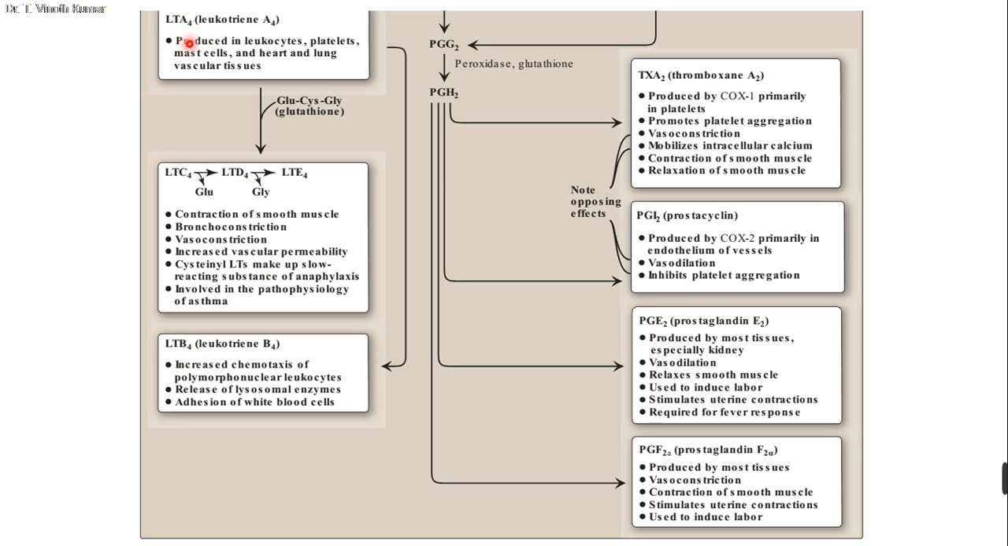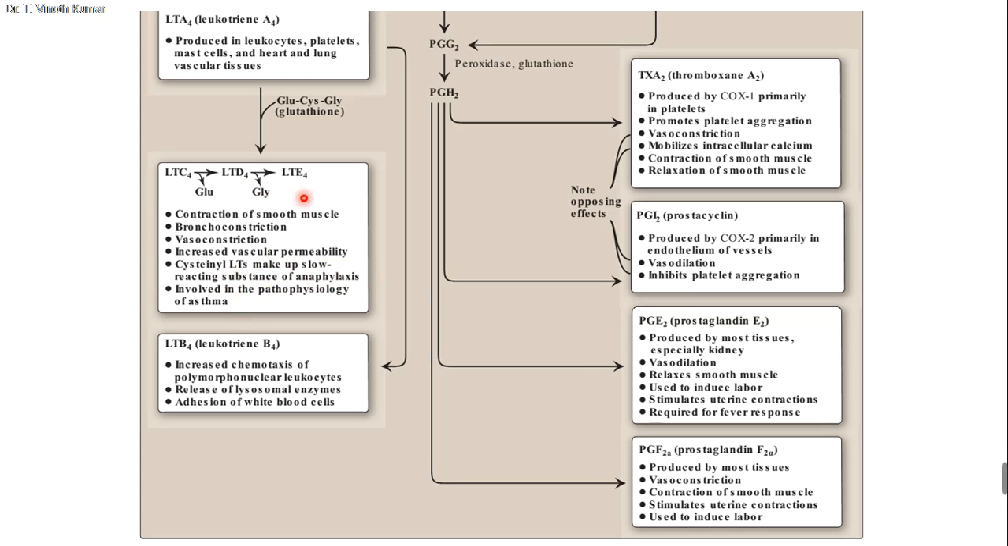Usually this LTA4 is produced in leukocytes, platelets, and mast cells, and in heart and lung vascular tissues. This is prominently produced in these parts of the body. And next, all three, LTC4, LTD4, and LTE4, are involved in the contraction of smooth muscles, not only in the contraction of smooth muscle cells of the heart, but also in the spine. The bronchoconstriction and vasoconstriction and increased vascular permeability, and the cysteinyl leukotrienes make up the slow reacting substance of anaphylaxis and are involved in the pathophysiology of asthma.